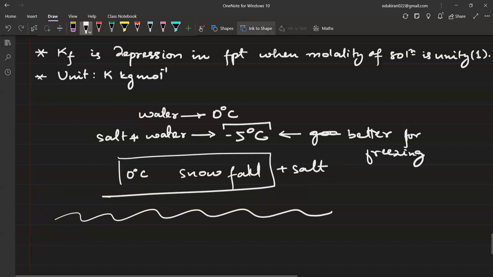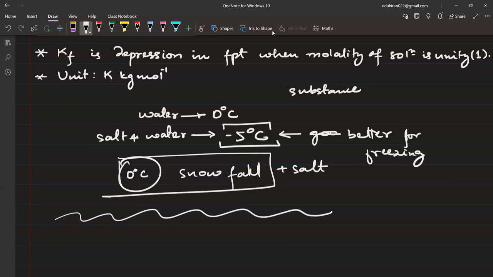But as soon as you add the salt in it, freezing point will decrease. The temperature is still 0 degrees Celsius, but the freezing point will now become -5. So there is a substance whose freezing point is -5 degrees Celsius, and the temperature that we have is 0 degrees Celsius. What is the temperature you have? 0 degrees Celsius. So at 0 degrees Celsius, will this substance be liquid or solid?